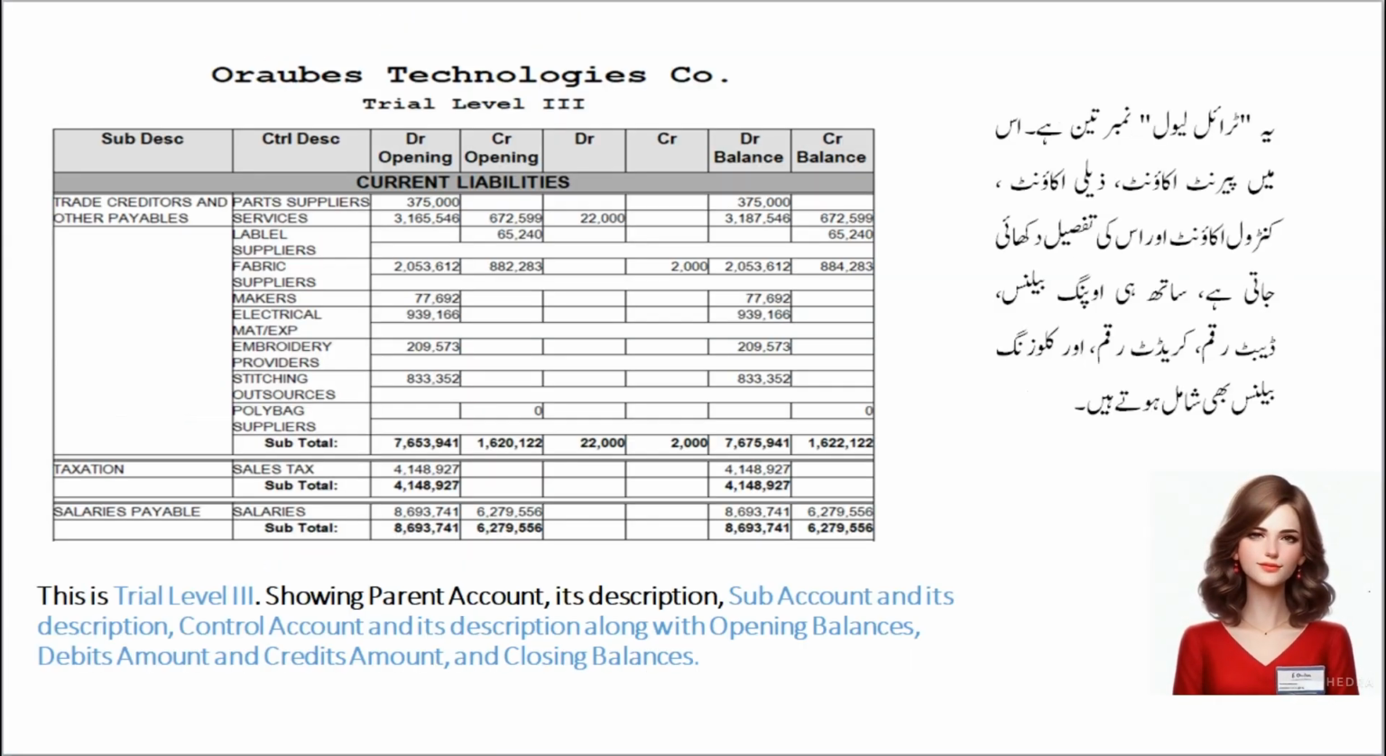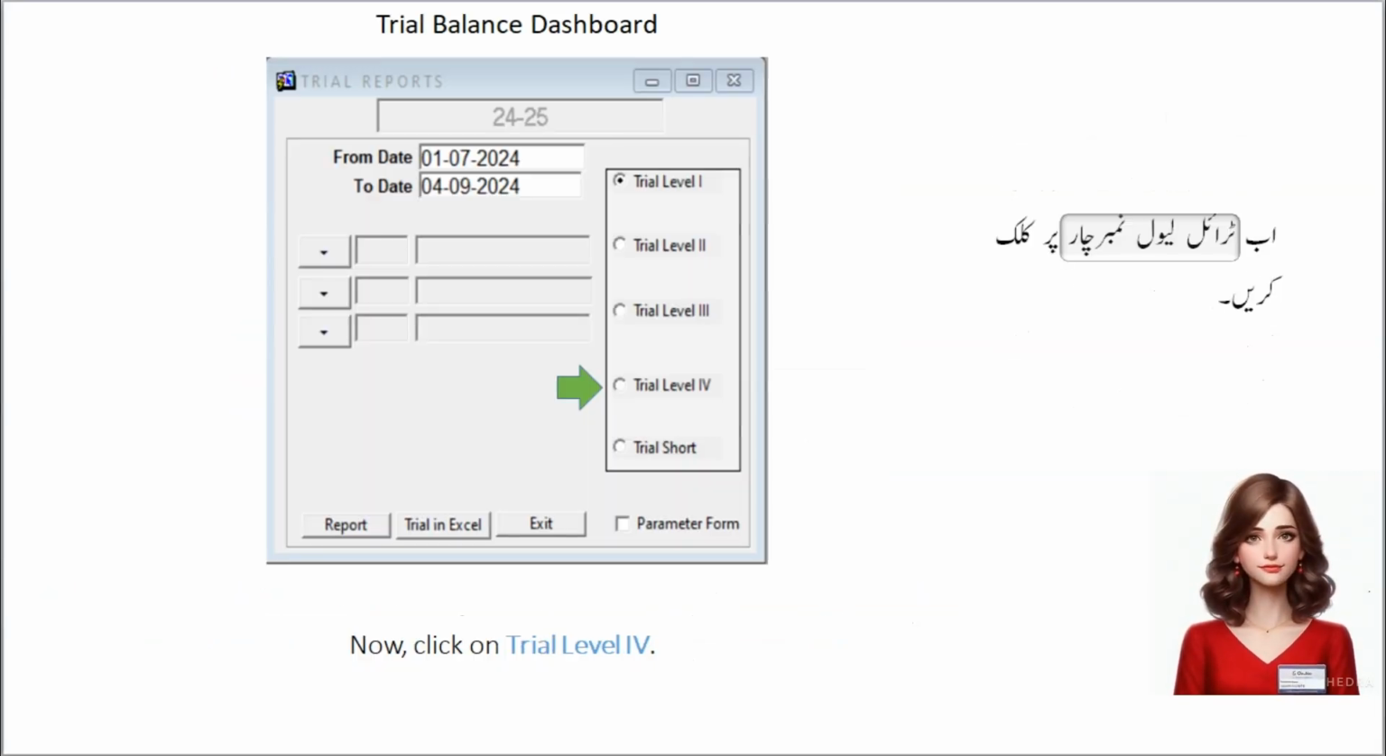This is Trial Level 3, showing the parent account, its description, sub-account and its description, control account and its description along with opening balances, debit amount and credit amount and closing balances. Now click on Trial Level 4.